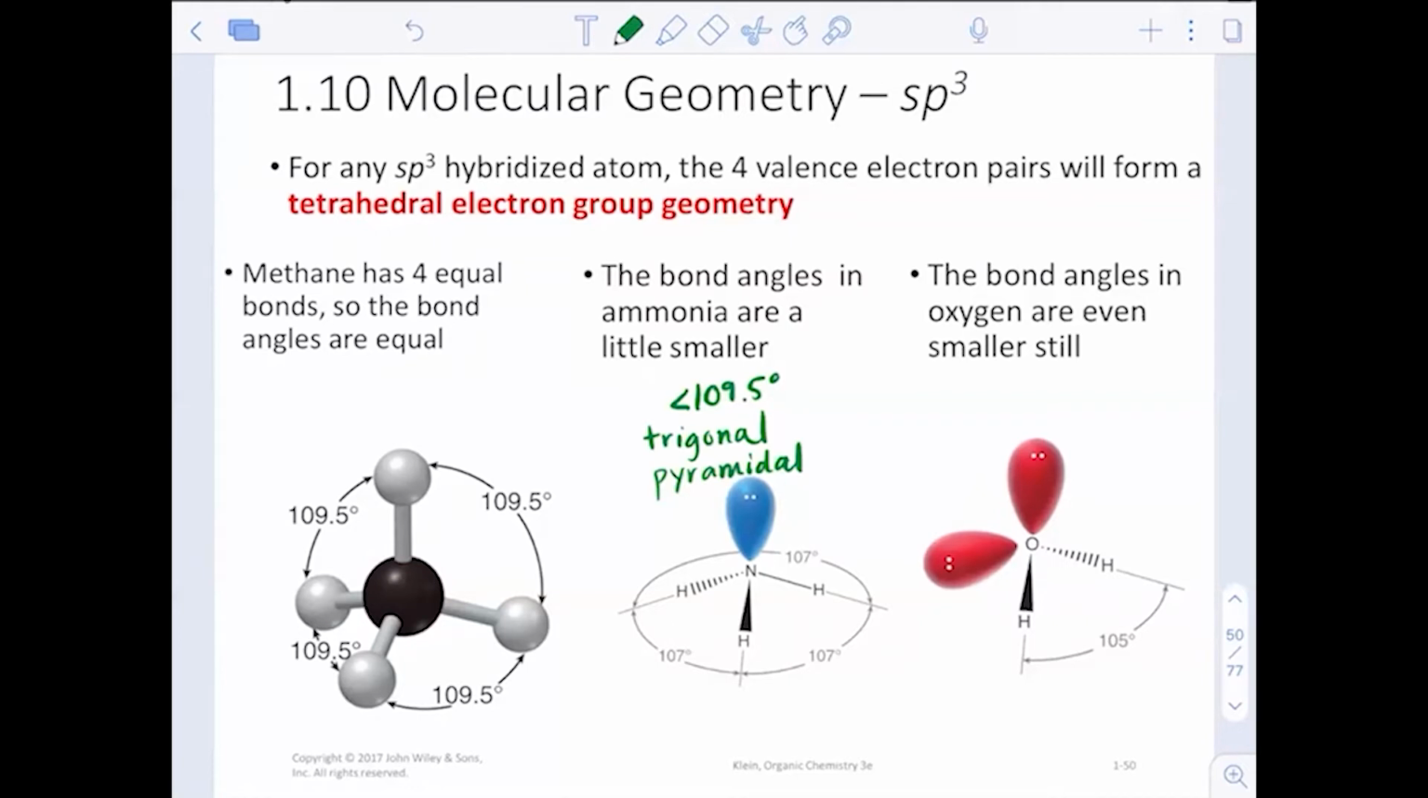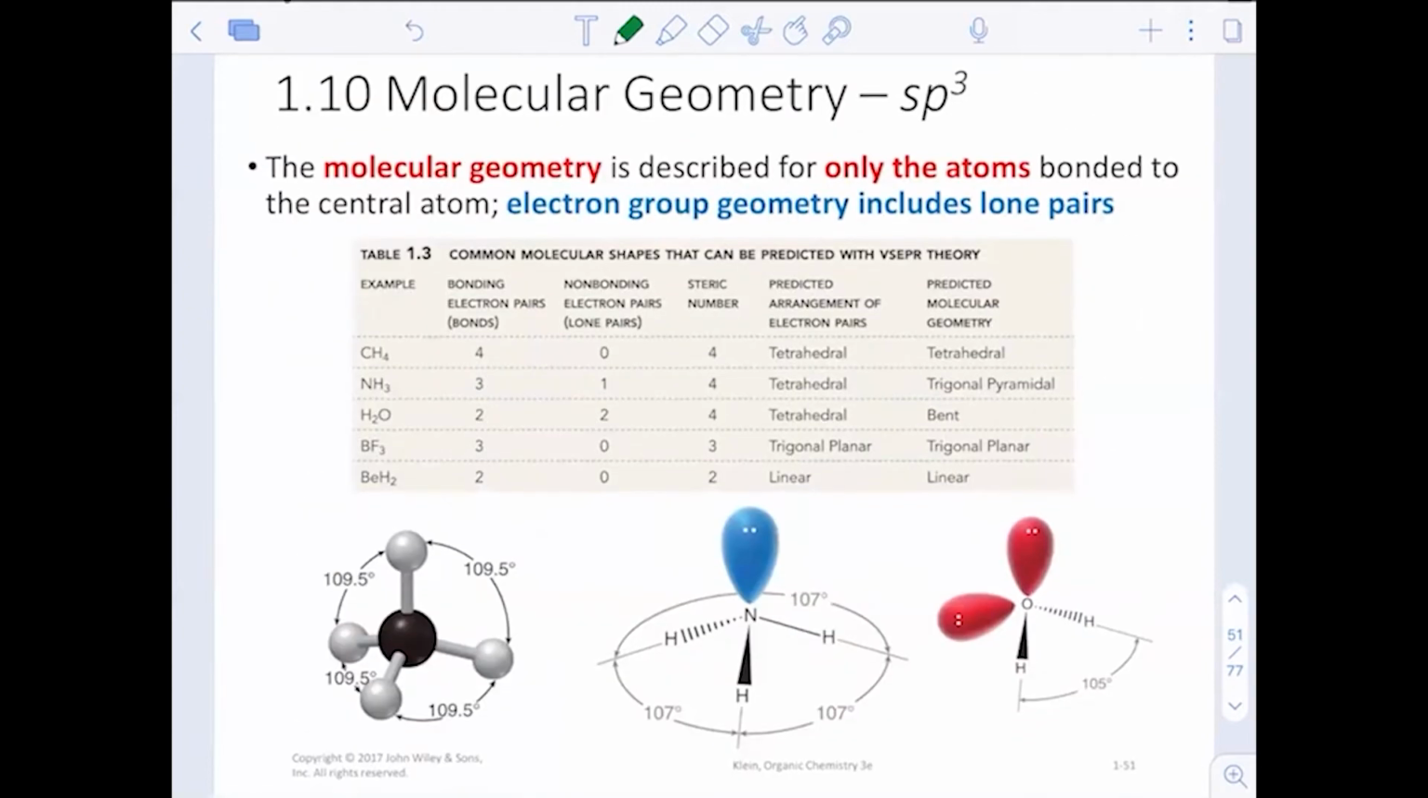It's important to note that the lone pair takes up more room than a bond, gives those lone pairs more space. Oxygen in water is even more of a depressed bond angle. This is what we called the bent molecular geometry. Important to note all of those. Less than 109.5 or 105 is also good to note.